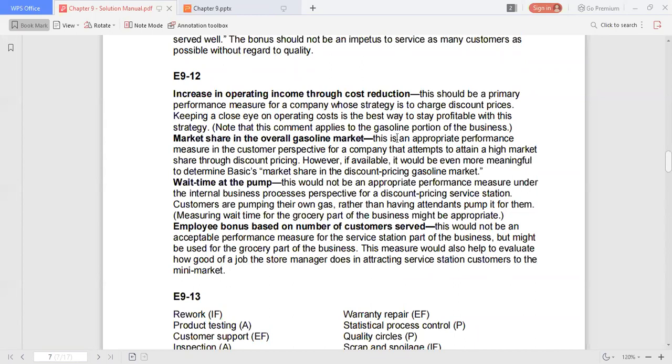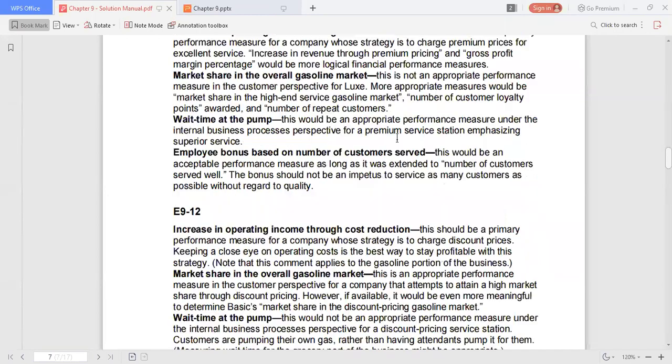Then employee bonus based on number of customers served. This will not be an acceptable performance measure for the service station part of the business, but might be used for the grocery part of the business. This would also help to evaluate how good a job the store manager does in attracting service station customers to the mini market.